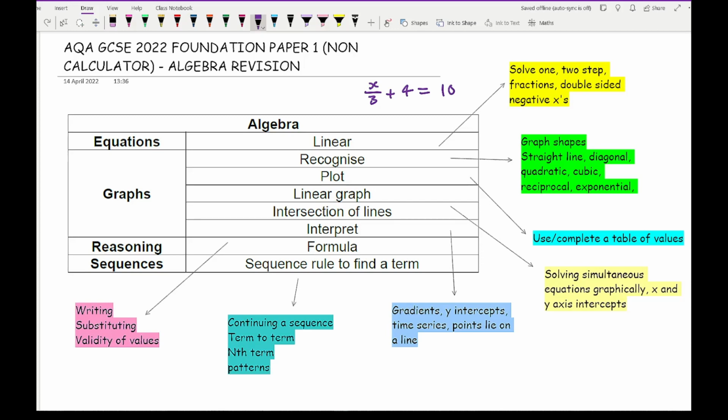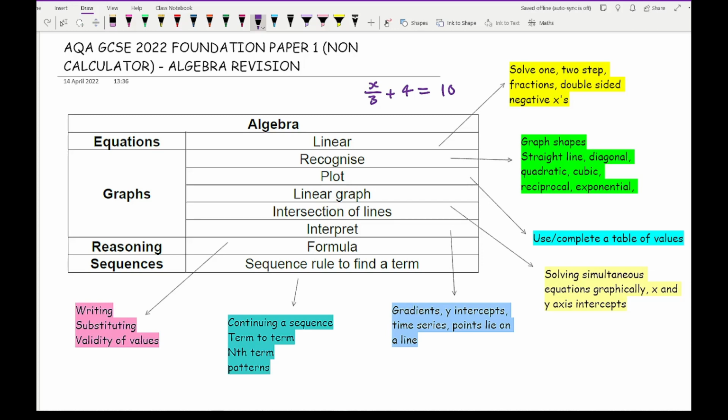Next one, looking at formulas. In terms of reasoning, this would more likely be a form of writing formulas, substituting values, and validity of values. Validity of values basically means that in a formula you're going to have lots of letters, so it may be a case of, is it possible that a letter can equal this? For example, if x was 3 and it gives you a y value of a decimal number, can you have a decimal answer? That's the question that you want to look at.